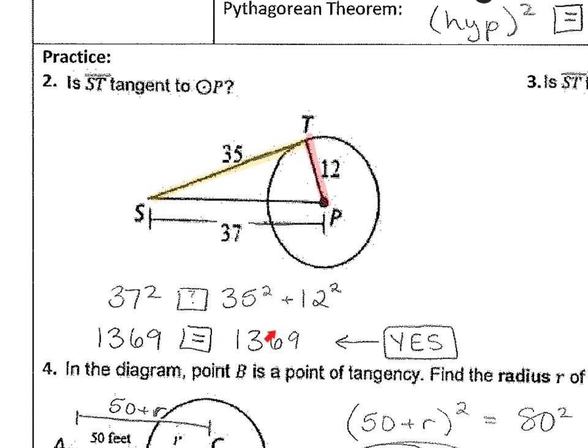Are these the same number? Yes, which means this is a right angle, which means, yes, ST is actually tangent to circle P, because we actually proved that that right angle exists.